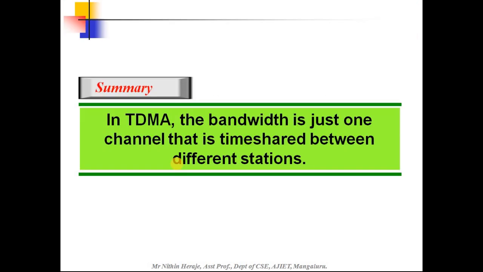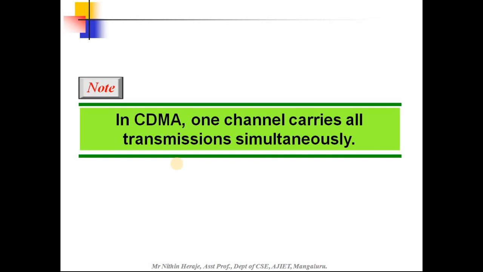So in TDMA, the bandwidth is just one channel, and the time is shared between different stations. So you have one single bandwidth in just one channel, but the time has been shared between different stations. Okay, so we'll proceed to the next one, that is CDMA, code division multiple access.